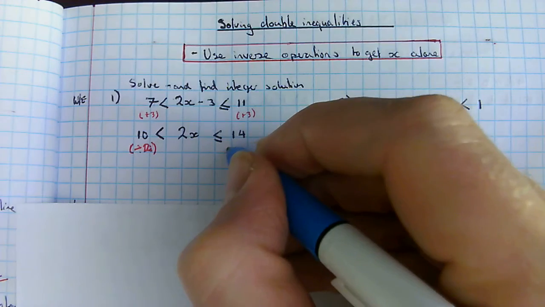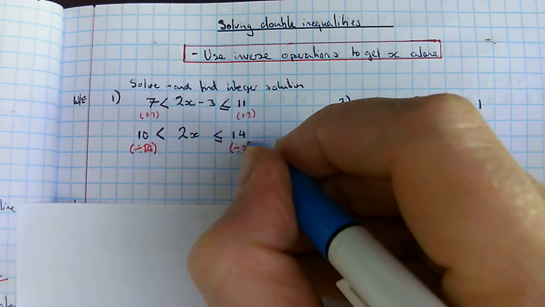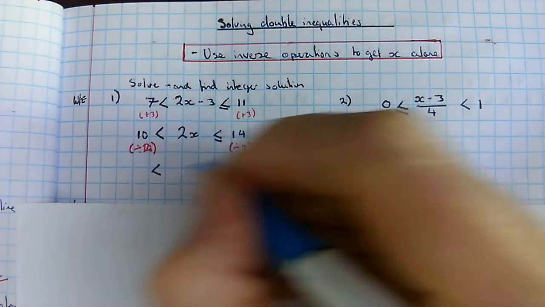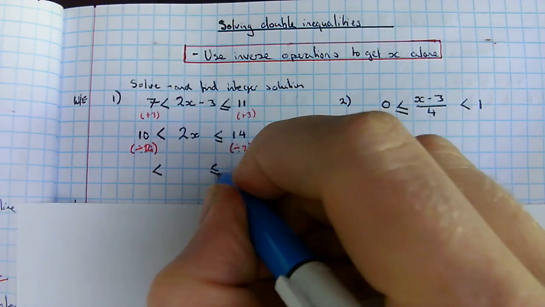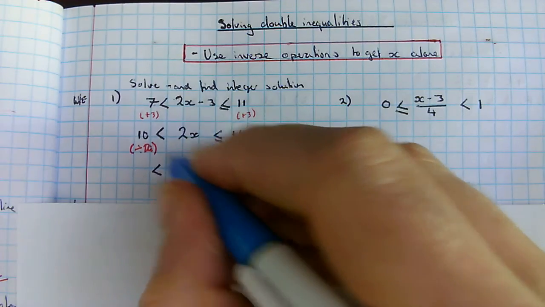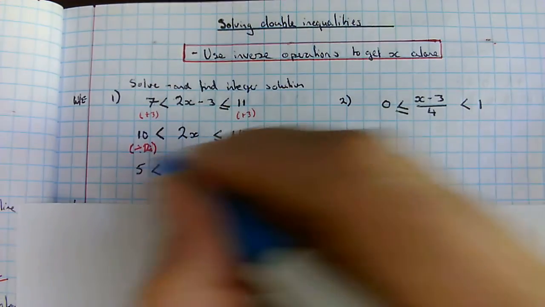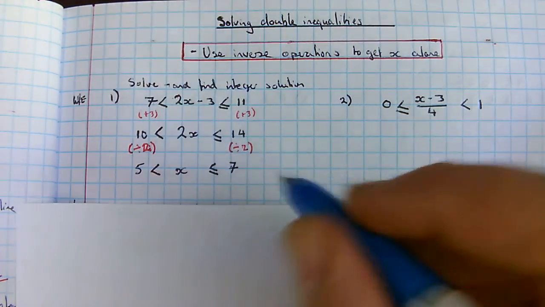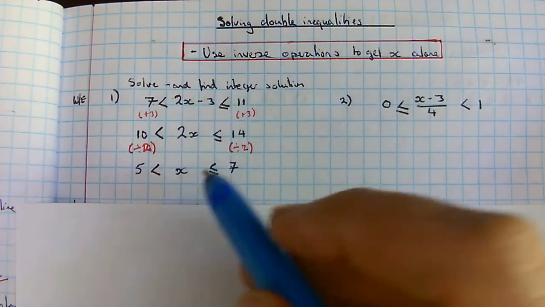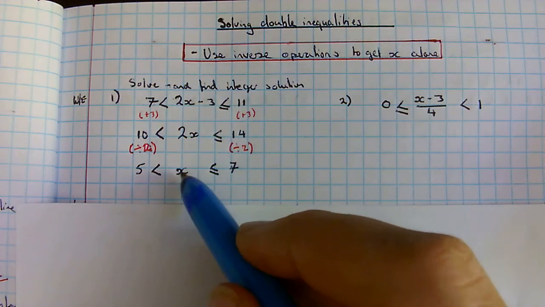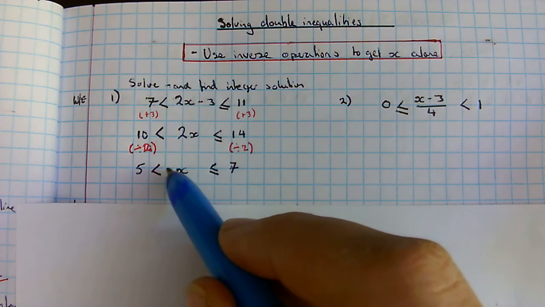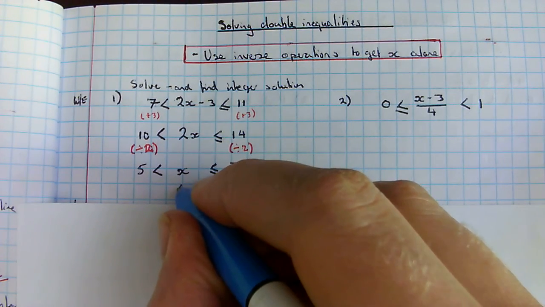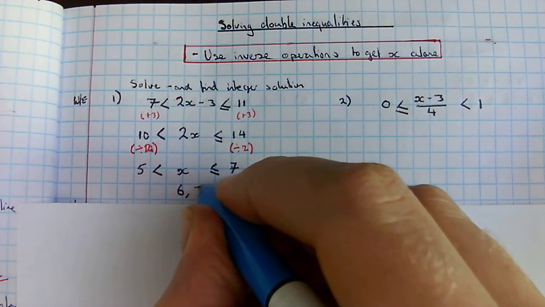Divide by 2, not divide by 10, divide by 2. And again, my symbols are the same. So I've got my strict inequality, my not strict inequality. That tells me that x is greater than 10 divided by 2 is 5, 14 divided by 2 is 7. Now, it wanted me to find the integer solutions, so I know that x is bigger than 5 but less than or equal to 7. So x cannot be 5. It could only, if it's a whole number, be 6 or 7.